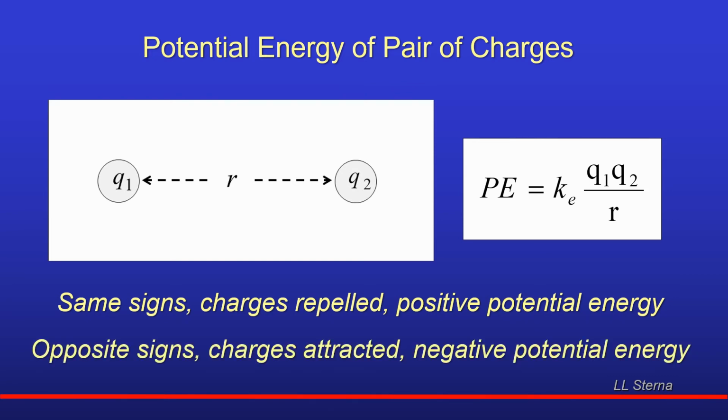On the other hand, if the charges have opposite signs, one positive and one negative, those two charges will attract. They will also have negative potential energy. As they get closer, potential energy will become more negative, will go lower. The force is attractive. It brings them together because it makes things go to lower potential energy.